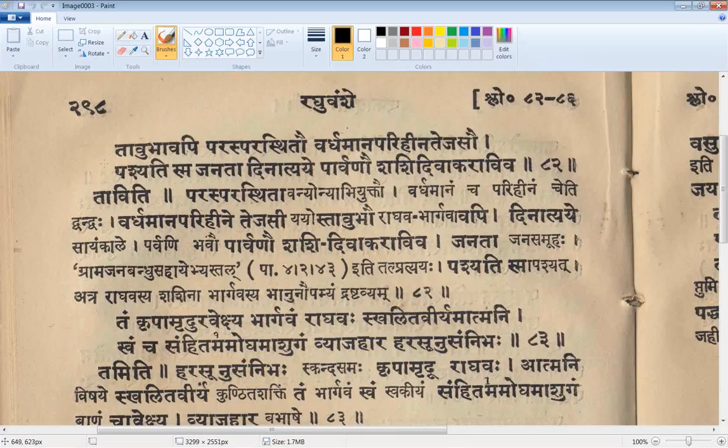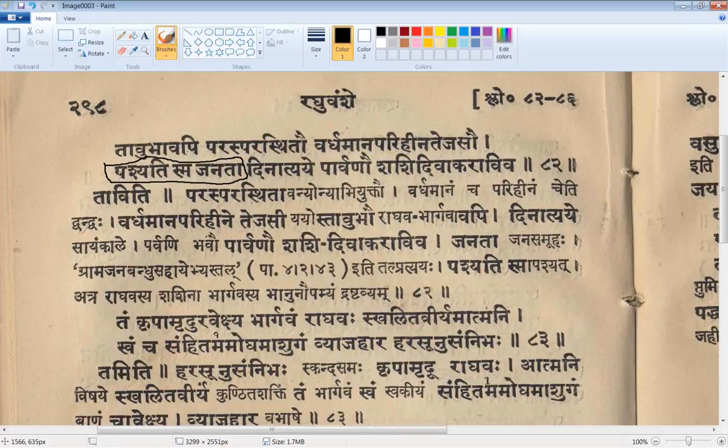The important thing to ask is: who is the Vakta here? The Vakta is the Kavi, Kalidasa. And he's talking about an event between the two: Tavubhav Parasparasthita Vardhamana Parihina Teja Sauja Pashyati Sma Janata. So the people look at it. People are looking at the two of them. Janata, we saw, Jananam Samuha Janata. So the crowd, the public, looking at the two of them.